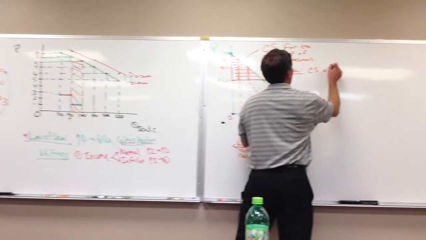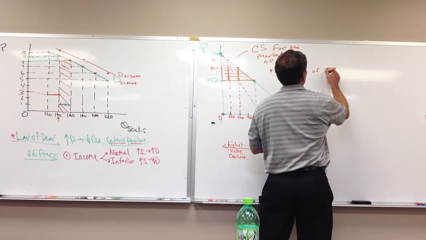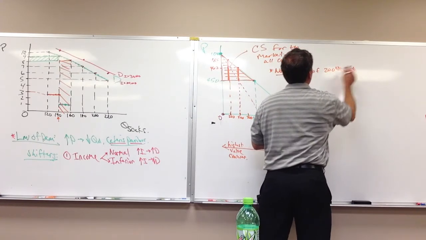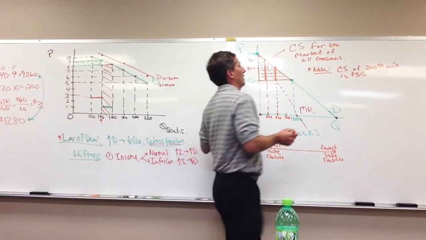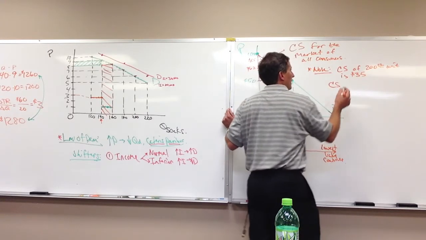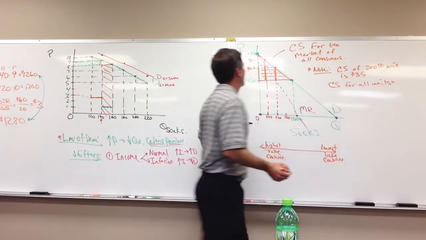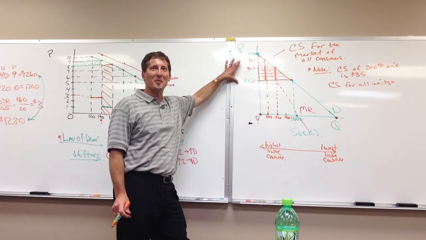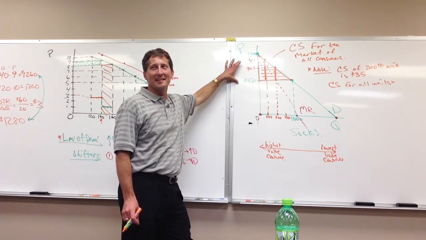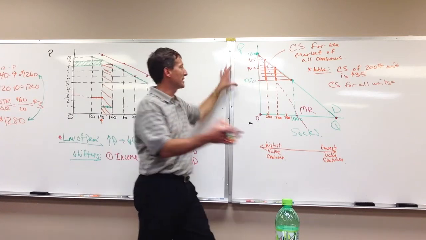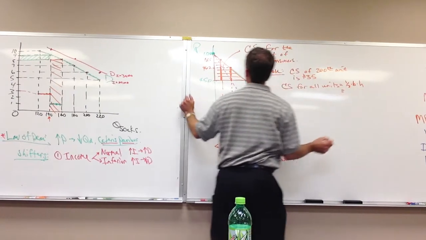The consumer surplus of the 200th unit is $35. The consumer surplus for all units is equal to a little geometry. Who remembers a right triangle? Divide the rectangle, cut it in half: half the base times height. Base times height is the rectangle; cut it in half, you've got a triangle. So one half base times height gives us the area.